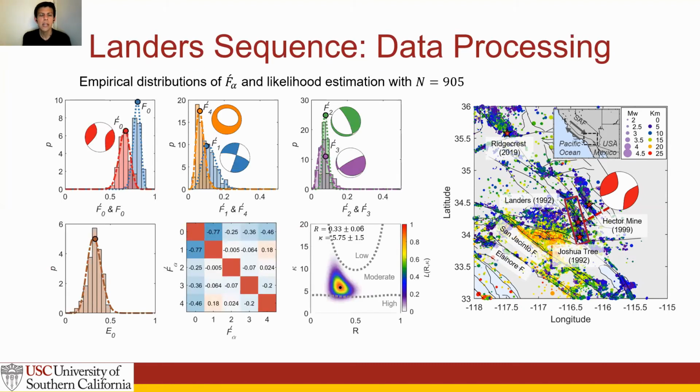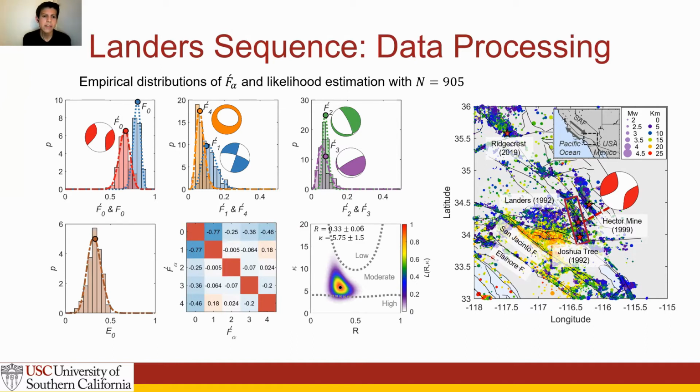Here is an example for the Landers sequence of all the mechanisms in the red box that we can see here in the maps. In the panels on the left, I'm showing the distributions for the moment fractions. Here in red, I'm showing the distribution for F0, which is the 0-degree term. F0 in blue is the distribution for the Aki moment. In blue and orange, we see the empirical distributions for F1 and F4 and their mechanisms. And similarly, in purple and green, we see the mechanisms and empirical distributions for F2 and F3. The lines are the fits to these distributions using beta distributions.